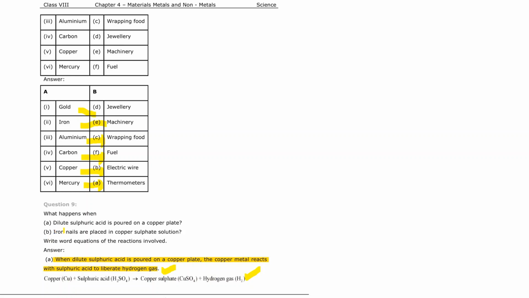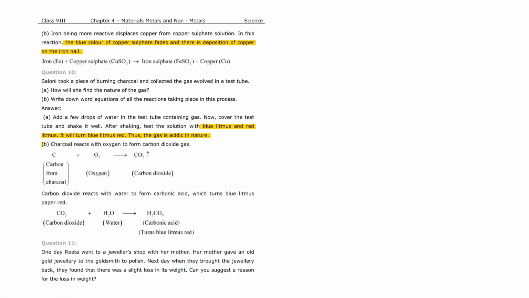While iron nails are placed in copper sulfate solution, as iron is more reactive than copper, iron displaces copper from its solution, so the blue color of the copper sulfate fades away and copper is deposited on the iron nail. So the iron reacts with the copper sulfate, and we get iron sulfate as a product, and the copper gets deposited on the iron nails, or even on the floor of the beaker.